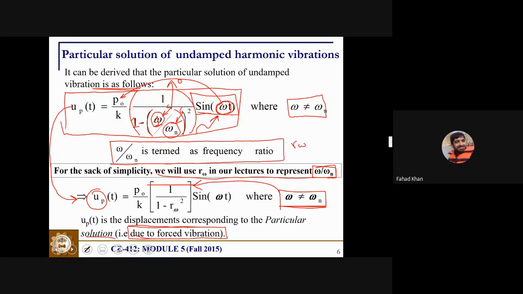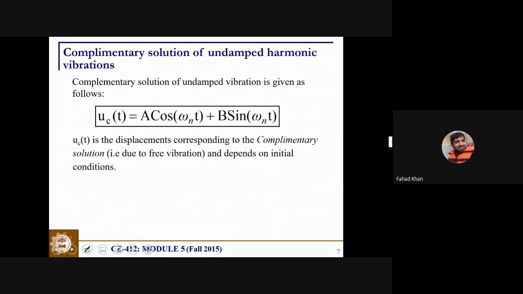What if there is some initial displacement as well? For example, before the application of this load P naught, we have also displaced the structure to some new position. Then in that case, the complementary solution of undamped vibration is given by this famous formula that we discussed in our previous class, A cos omega n t.